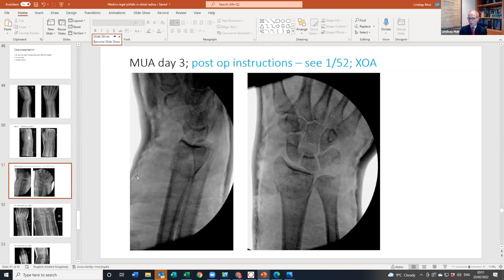But I mentioned earlier about record keeping, and this chap has no films to show that it was adequately reduced on the lateral. These are the only two images that are saved. So when he says, no, it's well reduced, Your Honor, he's going to struggle to prove that. And the other thing is, it goes back to post-op management: in the post-op instructions, it says, see 1 week, x-ray on arrival. So that was fine. Trouble is, he doesn't get another appointment for another 2 weeks.